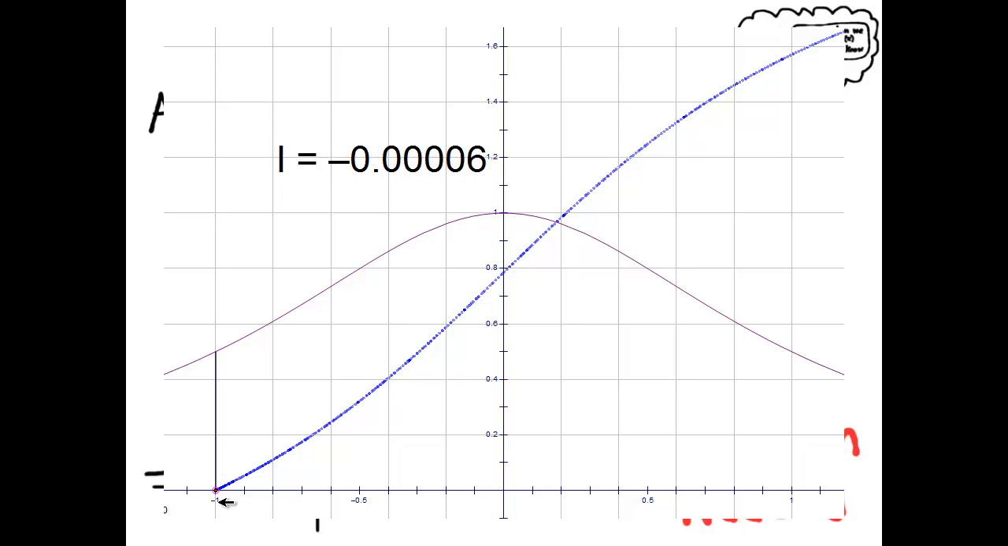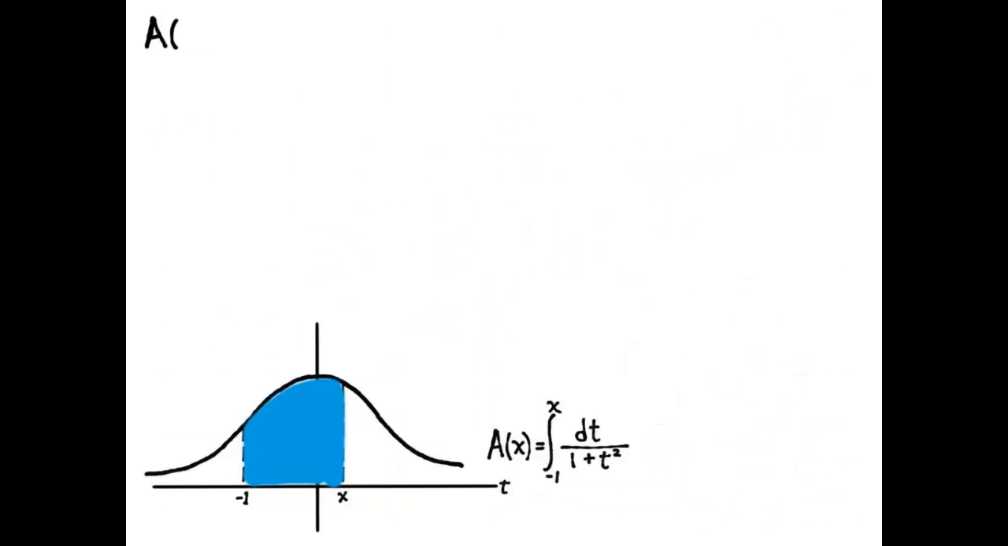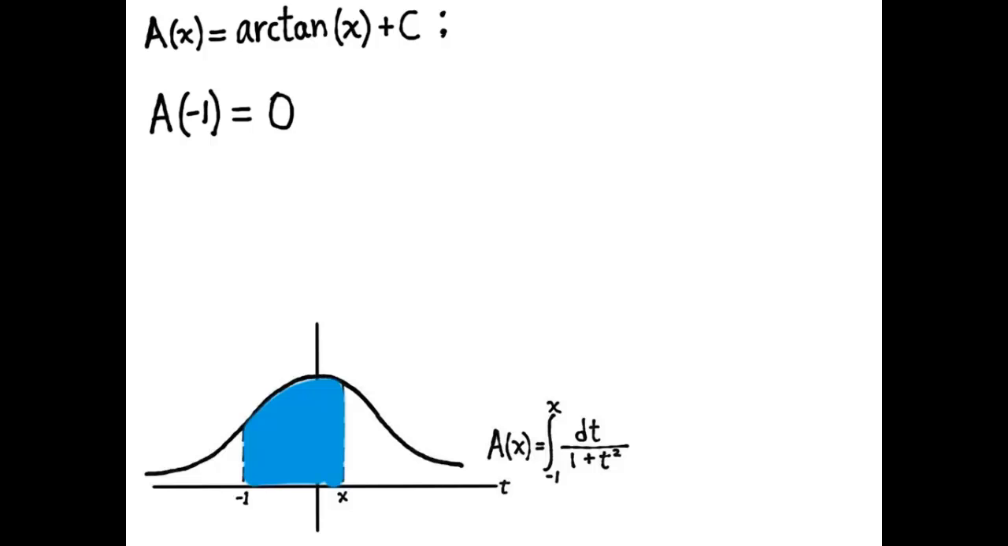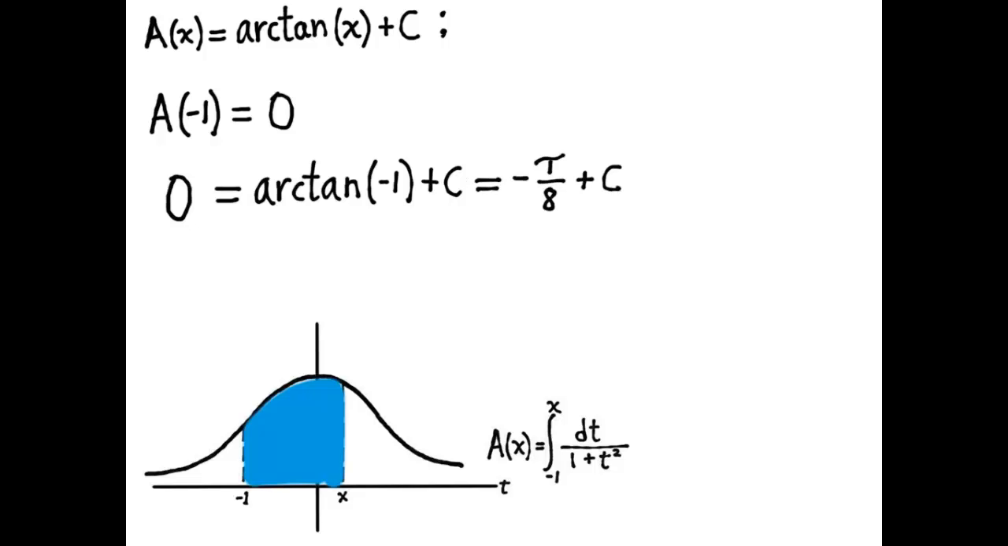Aha! What about x equals -1? Does A of -1 have to be 0? It sure does. That's another property of integrals. The integral from -1 to -1 of anything is 0. So now we have an initial condition that will allow us to evaluate the arbitrary constant c. We substitute in the fact that A of -1 is 0, and the arctangent of -1 is negative tau over 8, or negative pi over 4, and therefore c must be tau over 8, or pi over 4.